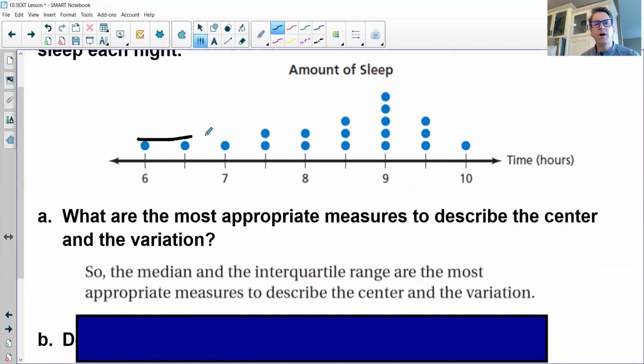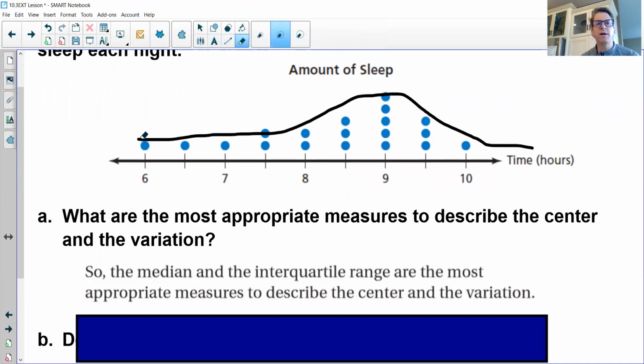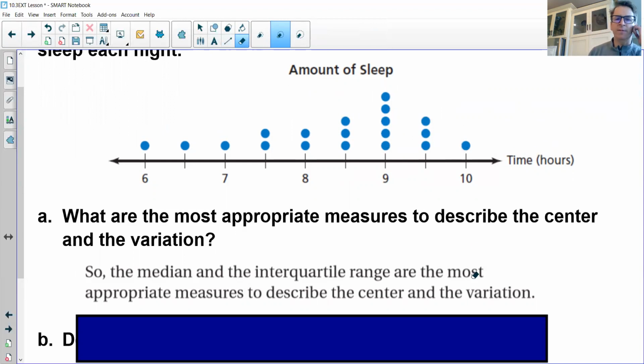You can kind of draw a line here. You can kind of see it goes up and down, but it's not the same on this side as on that side. So we've got skewed data, and we're going to use the median and the IQR to help us describe this data.